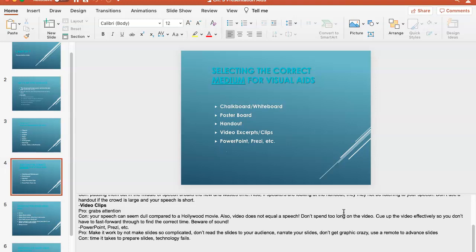Don't read the slides to your audience, narrate your slides, don't get graphic crazy. If y'all remember, you might be too young, and I don't mean that in a condescending way, but there are transitions that you can do where text crawls up. I remember when I was in middle school, that was the big thing, and you put transitions everywhere. No one wants to sit there and wait for your slide to be typed out or for the transition to pull through. That can waste time and be really distracting.